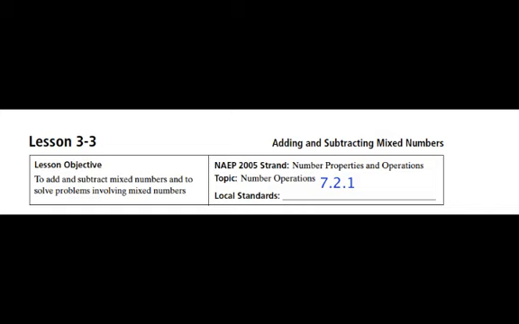We're going to be doing lesson 3-3 over a 2-day period. Today, we're going to focus just on adding mixed numbers. So we're going to be adding mixed numbers and using them to solve problems involving mixed numbers. The Indiana Academic Standard is 7.2.1.